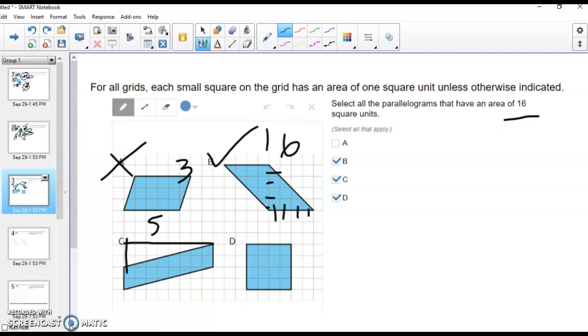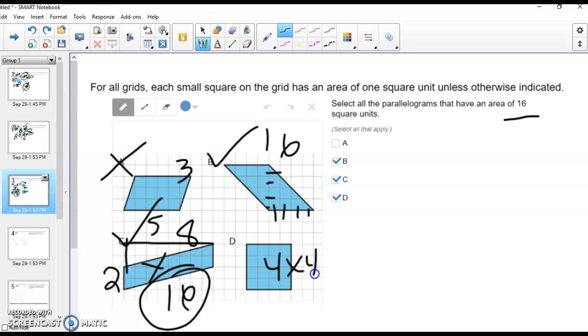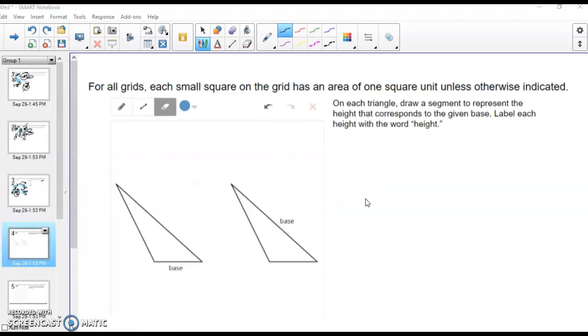Here, we want to have our base meet at our vertex. Therefore, our base is 2, and our height is 8, and 8 times 2 is 16. Therefore, C works. And then D, we have a square of 4 by 4, and 4 times 4 is 16. So D works also. So our correct answer choices are B, C, and D.